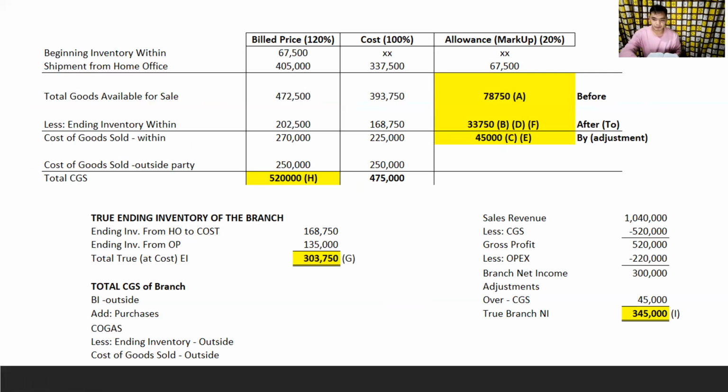As you can see, this is the solution of the problem. 67,500. How do we get 67,500? Again, 135,000 is 50% from outside purchase. So if you multiply 135,000 by 50%, that's the 67,500. That means it is within, the shipment from home office to branch, 67,500. So shipment from home office of 405,000, that is already stated in the problem. So you have the total goods available for sale of 472,500.